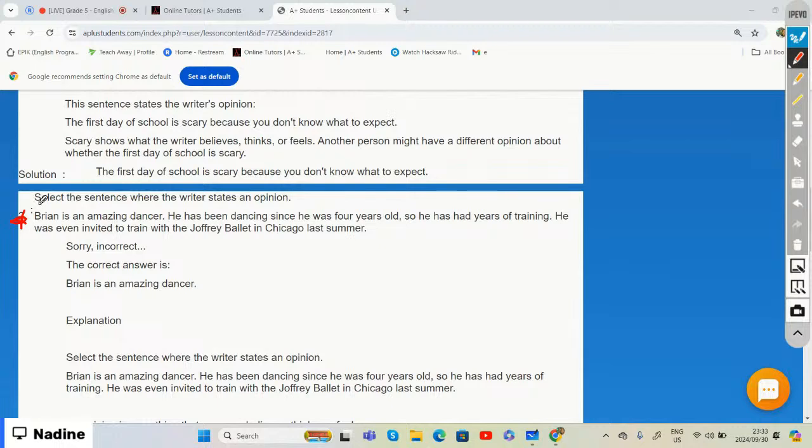All right. And if we look at the sentences, we need to identify the writer's opinion. It says, Brian is an amazing dancer. He has been dancing since he was 4 years old. So he has had years of training. He was even invited to train with the Joffrey Ballet in Chicago last summer. What is the opinion within that sentence?